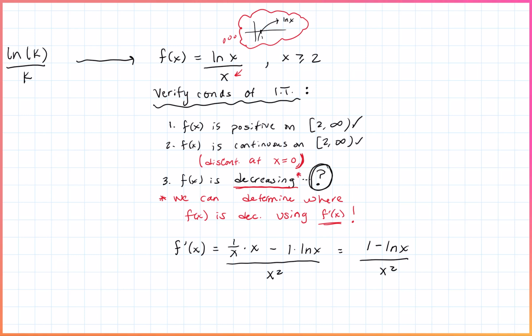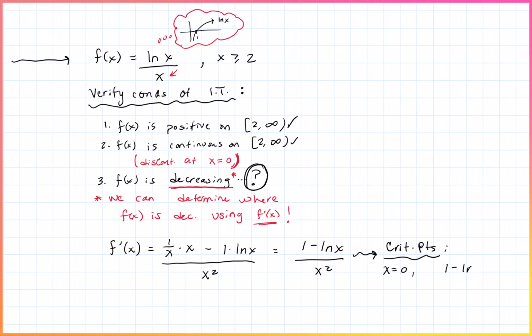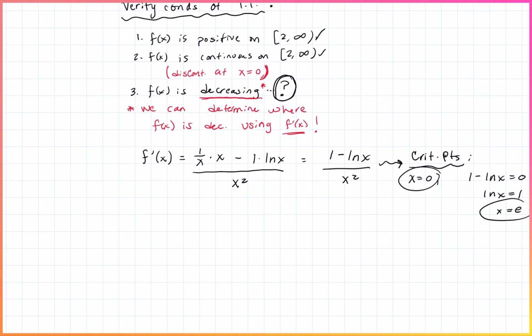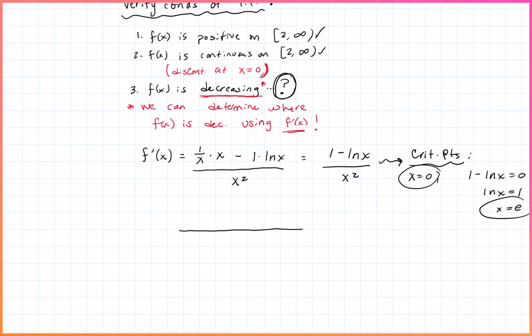Quick review of Calc 1 content. If we want to know where that function is increasing or decreasing, we find the critical points. The critical points are where the denominator is 0, making the derivative undefined, or when the numerator is 0. When 1 minus the natural log of x equals 0, that's when the natural log of x equals 1, or when x equals e. So I end up with 2 critical points: 0 and e, which, by the way, is approximately 2.718.